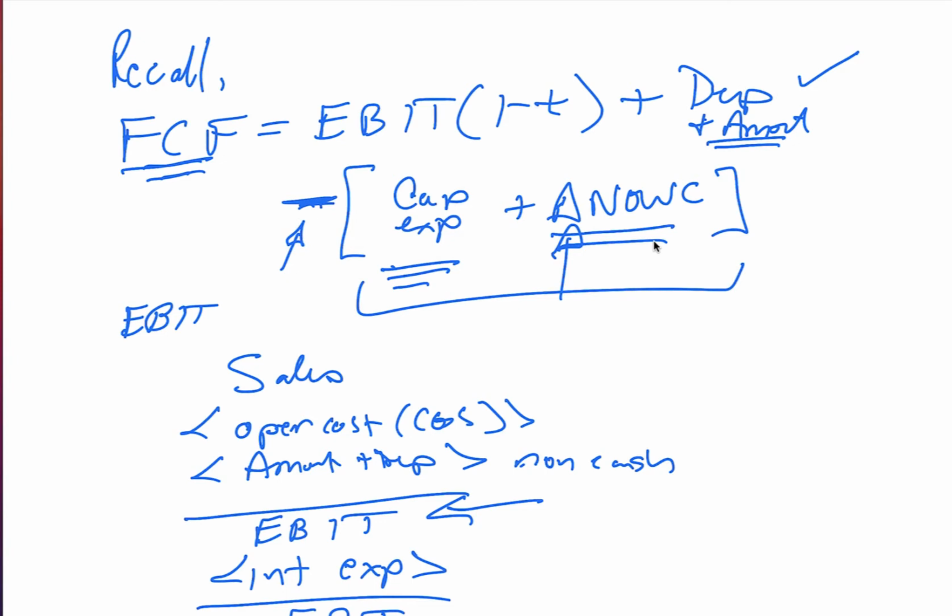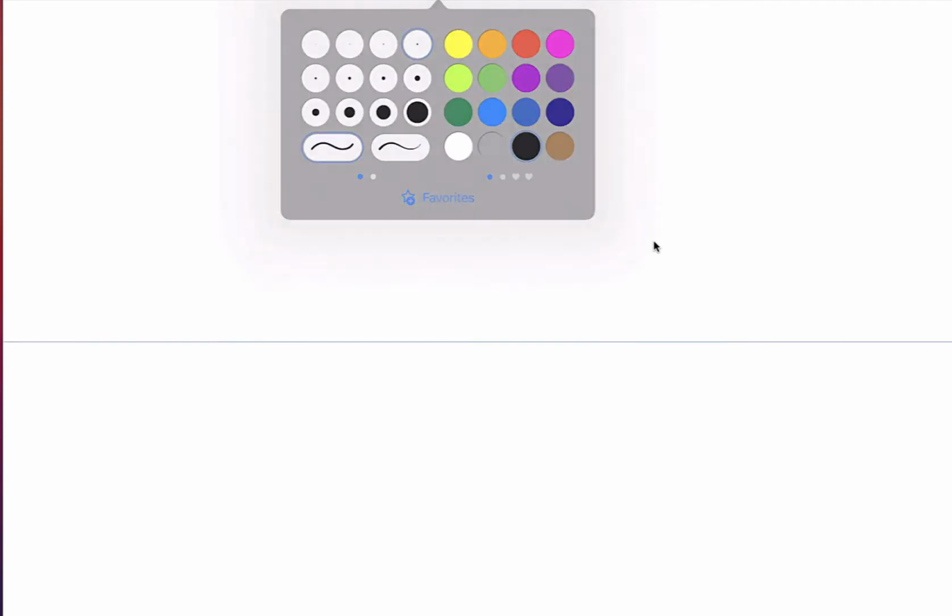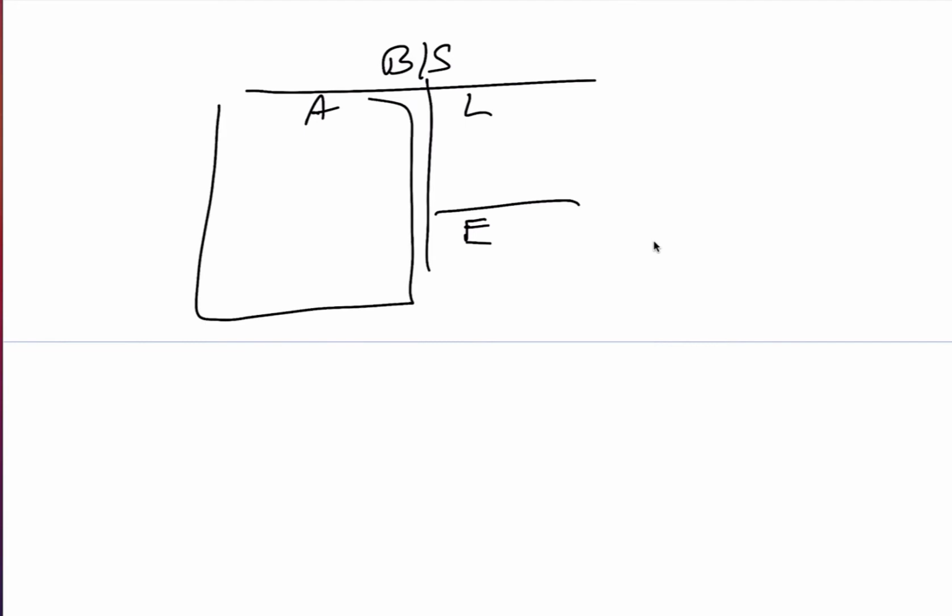So let me give you another way to depict what we're trying to do here with the valuation model. So let's look at a balance sheet. You have the balance sheet of a firm, you have assets, you have liabilities, and you have equity. And what the free cash flow model does is it's going to value this side of the balance sheet, the value of operating assets. And then what we're going to do is we're going to back into equity.